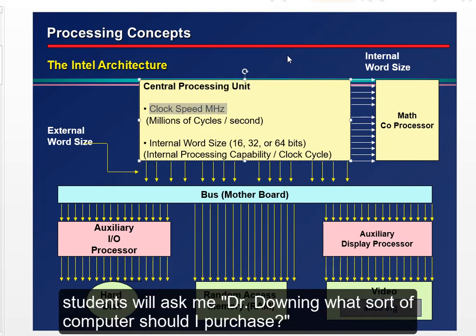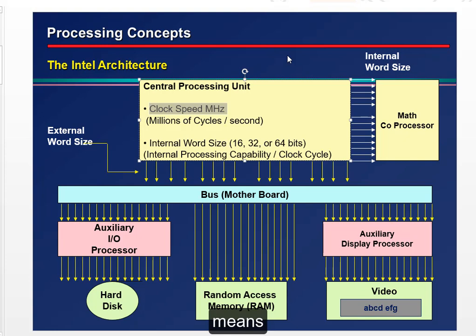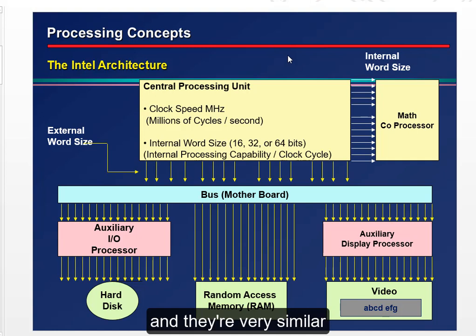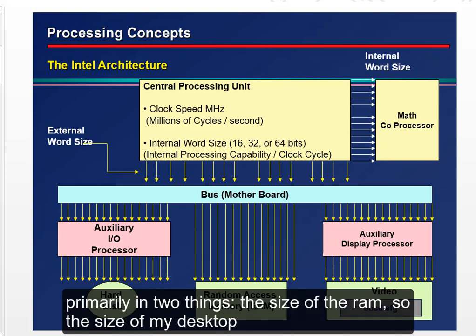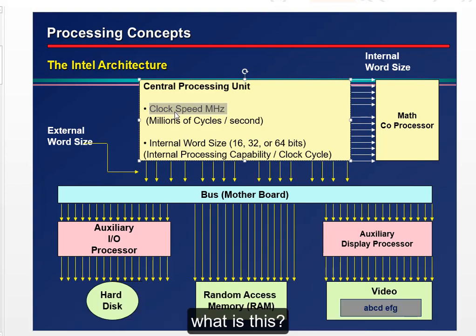Students will ask me, Dr. Downing, what sort of computer should I purchase? What sort of laptop should I purchase? My short answer is that computers have become commodities, which means you can buy many different types and they're very similar. A Dell, an HP, that brand doesn't mean much to me in the differences at this point, but I am interested primarily in two things: the size of the RAM, so the size of my desktop, and the clock speed, which is the speed of the brain.